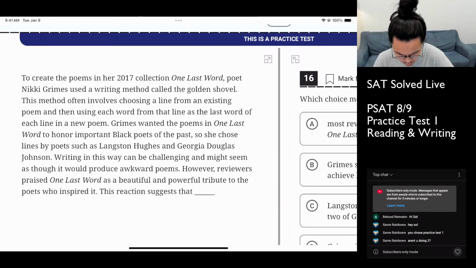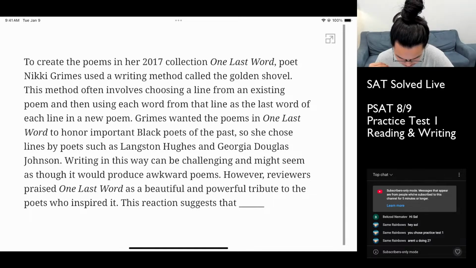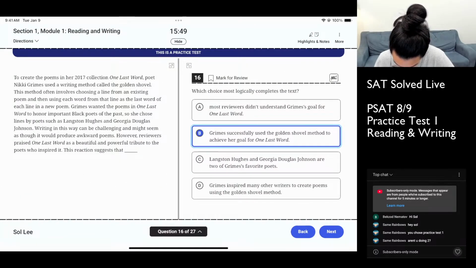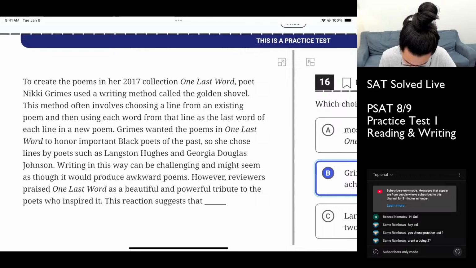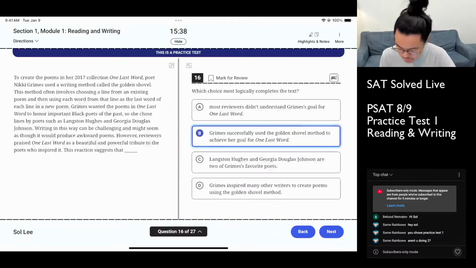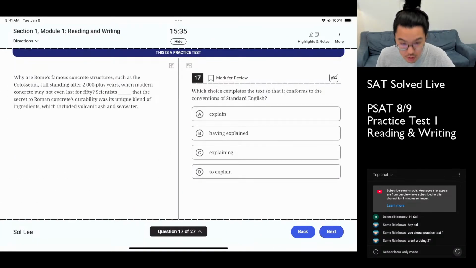Wanted the poems to end in one last word to honor important Black poets of the past, so she chose lines by perfect, challenging, awkward, beautiful, powerful. Reaction suggests that challenging formal structures, such as the golden shovel, doesn't have to be awkward. Well, I guess so. What's her goal? To honor. Tribute, honor, and that one's pretty straightforward. Yeah, that's correct. Pretty easy. That was a very easy inference question. You just need to see the tribute and the honor synonyms together.